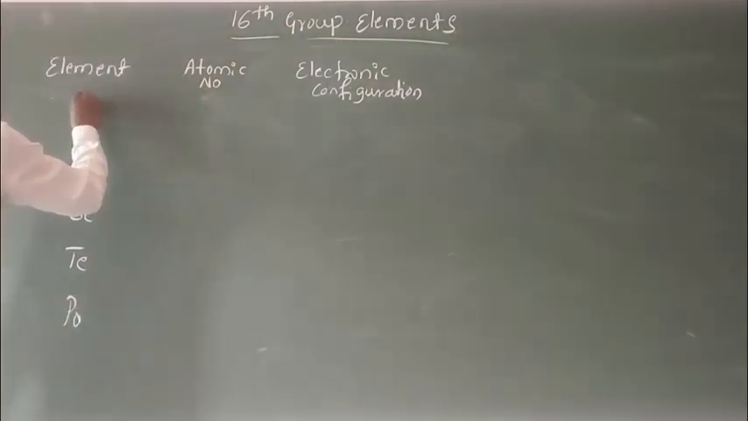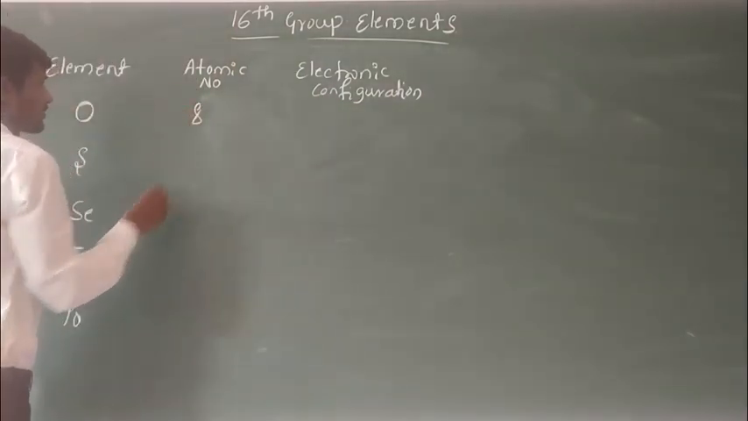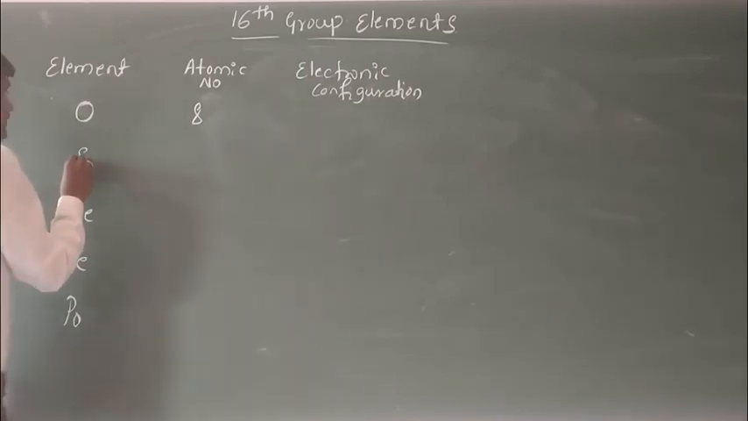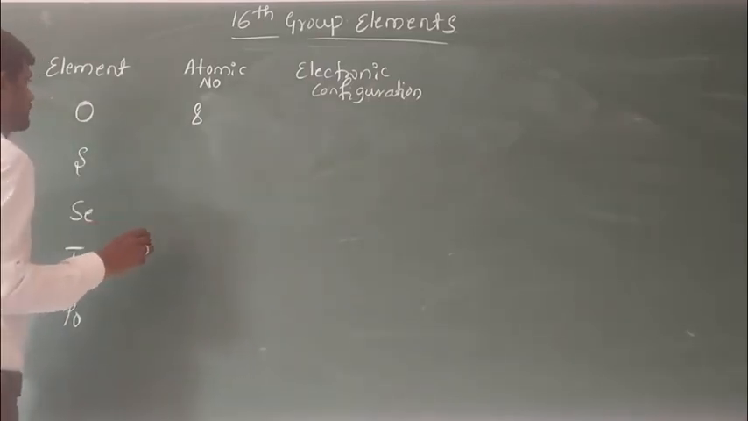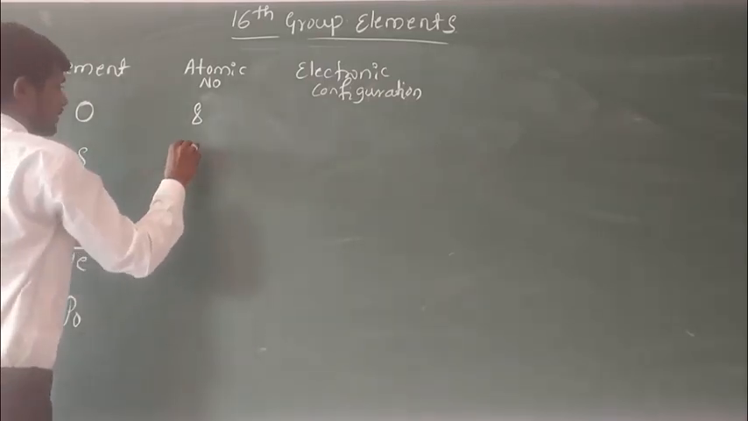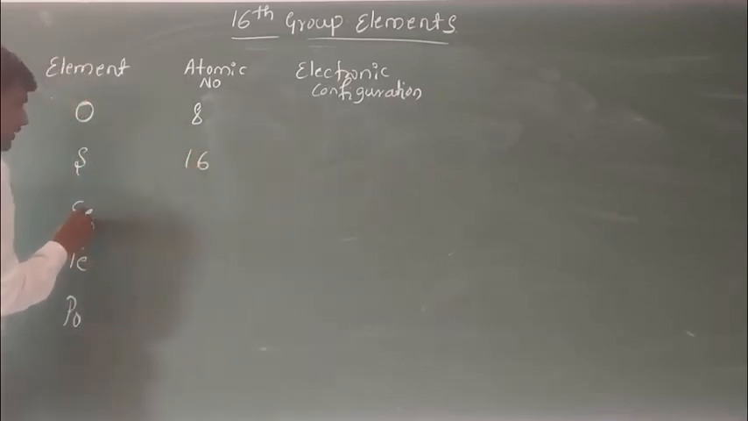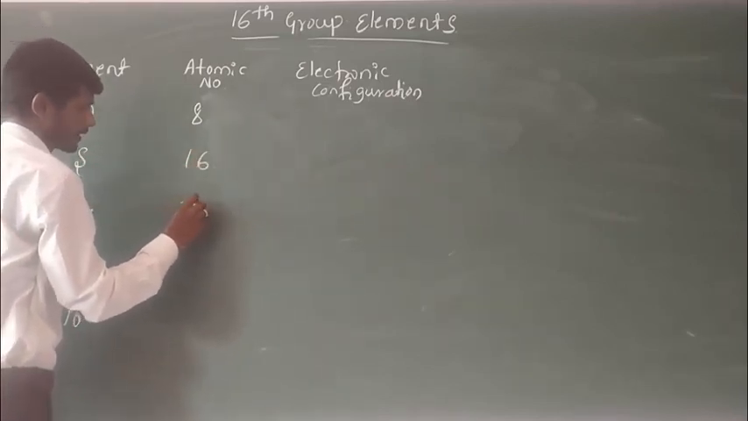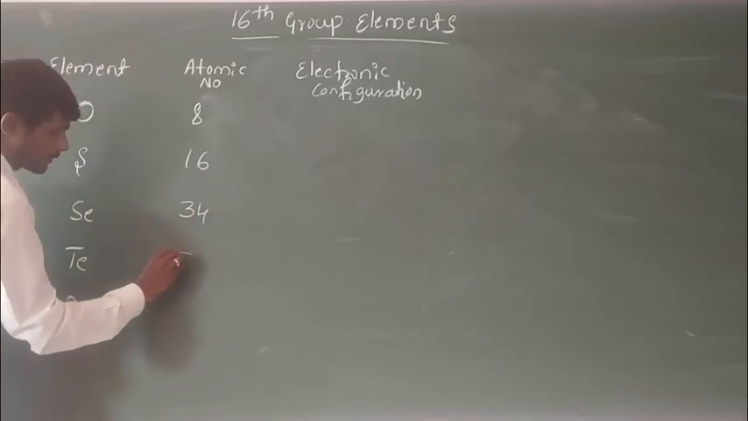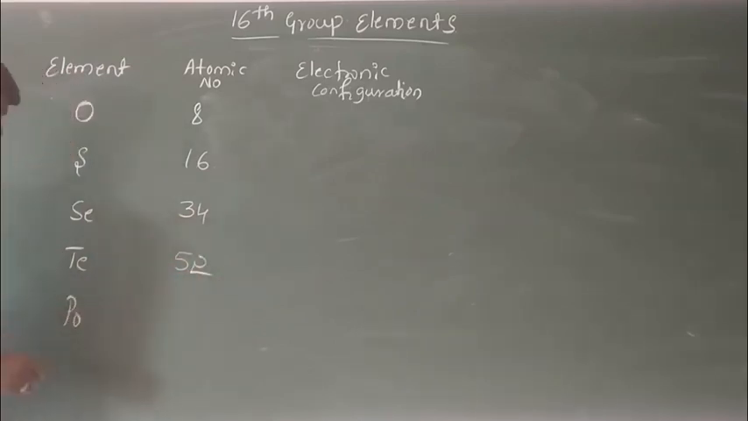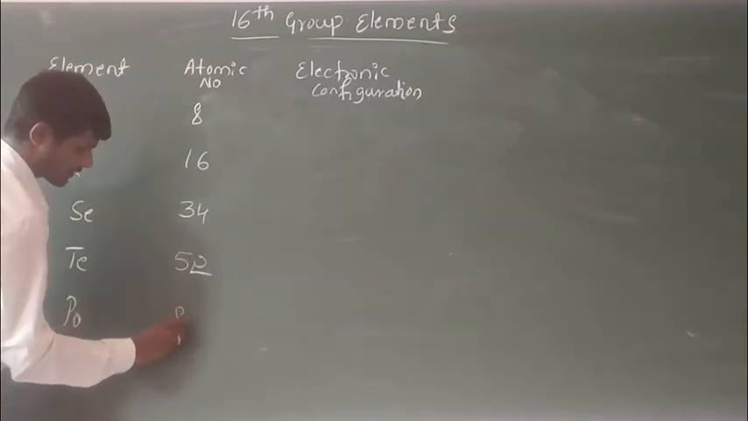Oxygen atomic number is 8 and sulfur it is 16, selenium 34, tellurium 52 and polonium it is 84.